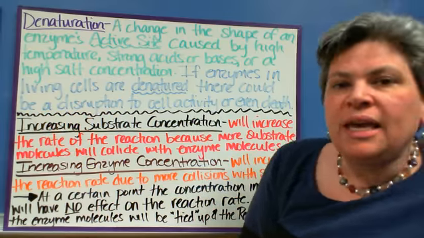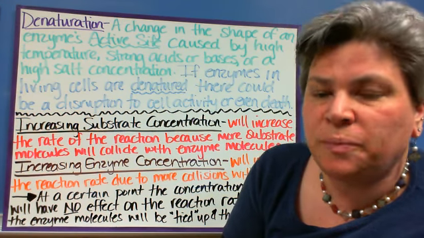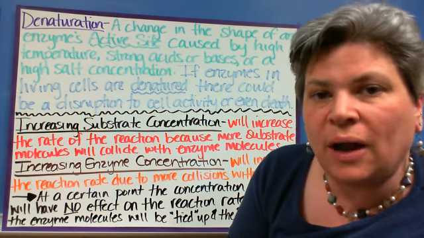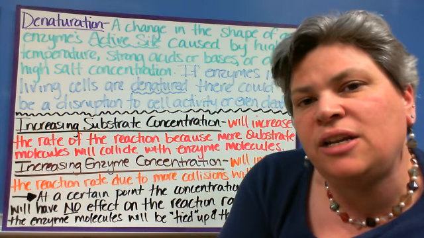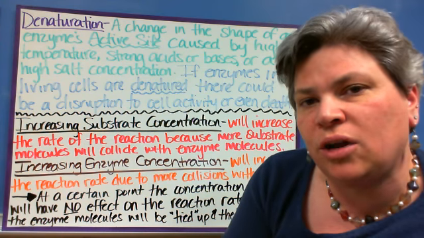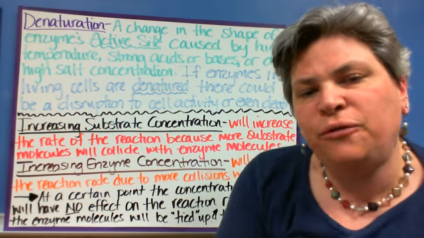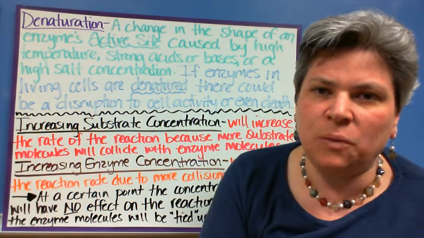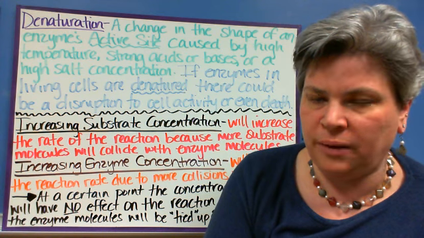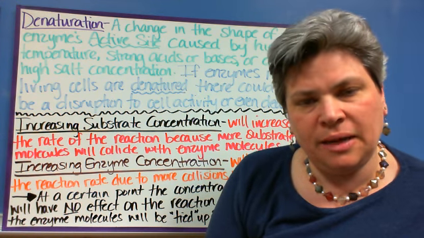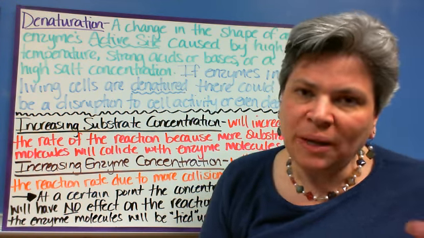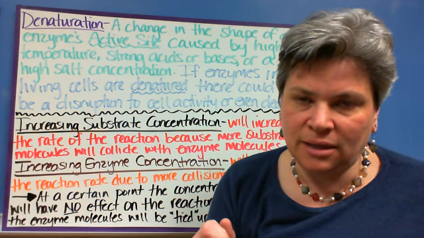So when you heat or when you change the pH of the environment around an enzyme and it changes the enzyme so it can no longer function, that's called denaturation. So before we get into the definition of that, I want you to think about this for a minute for me. Go back to that lock and key model. The lock is my substrate, the key is my enzyme.